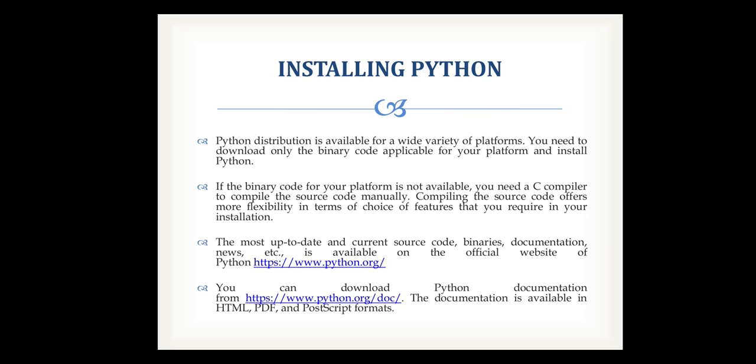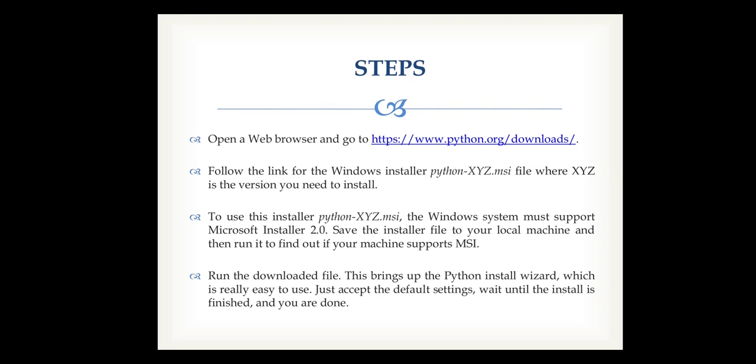The most up-to-date and current source code, binaries, documentation, news, etc. are available on the official site of Python, that is www.python.org. You can download Python documentation from www.python.org/doc. The documentation is also available in HTML, PDF and PostScript formats. So we'll see the steps of how to install Python.